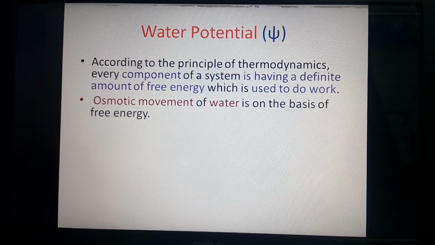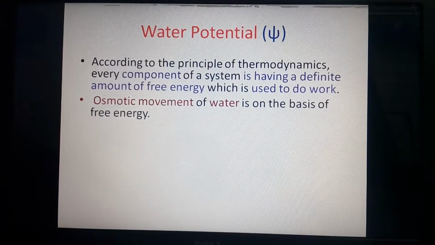In the last lecture we studied osmosis. The movement of water takes place from hypotonic solution towards the hypertonic solution. That means if we place a living plant cell into pure water, this pure water starts to enter the cell cytoplasm by the process of endosmosis. That means water moves from its higher potential towards the lower potential.